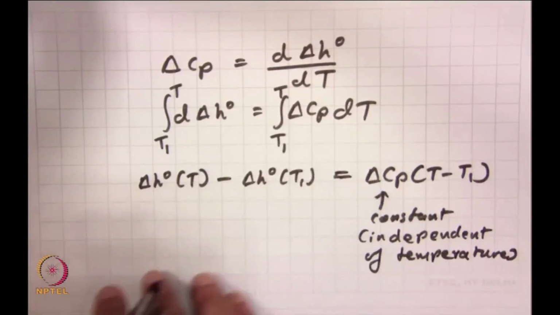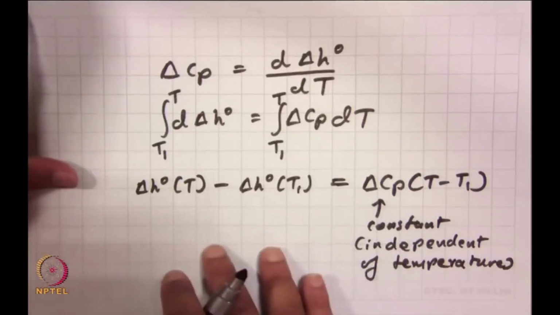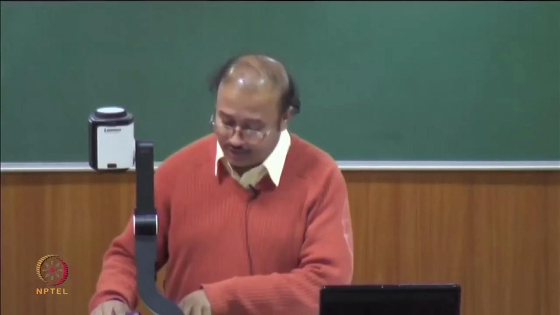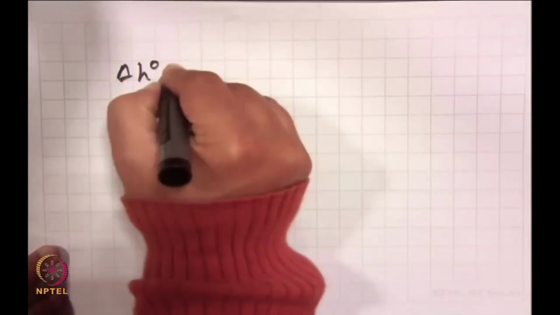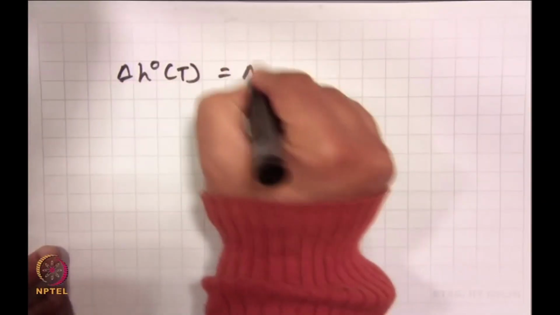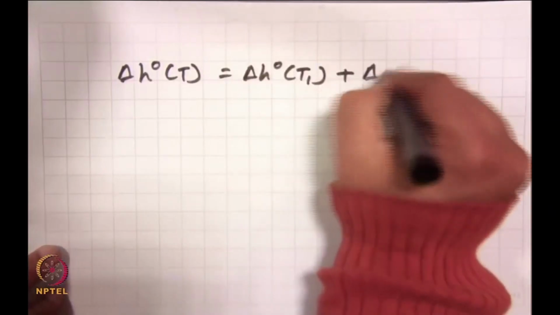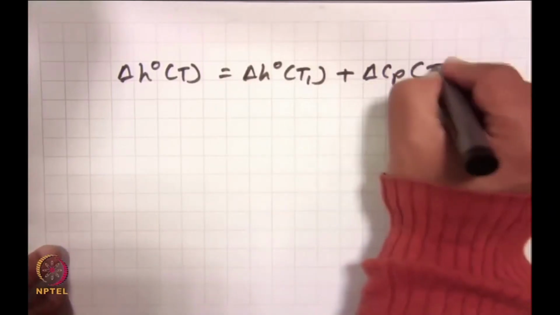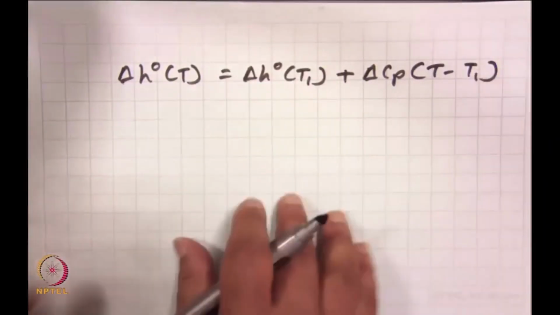And especially for protein folding, the range of temperature between which we study the protein folding and unfolding, this assumption is not a bad assumption, right. So, having said this, we can rewrite this as delta H 0 (T) is equal to delta H 0 (T1) plus delta Cp times (T minus T1). Okay.